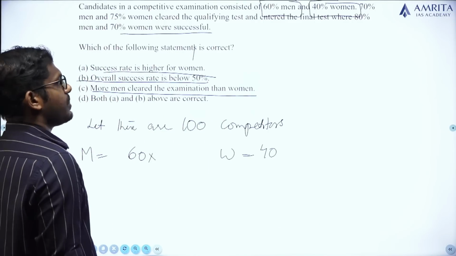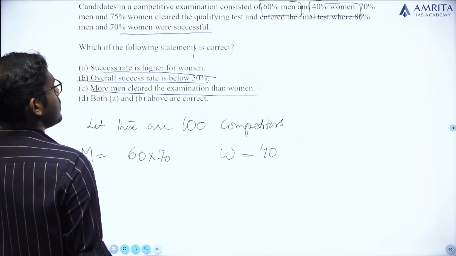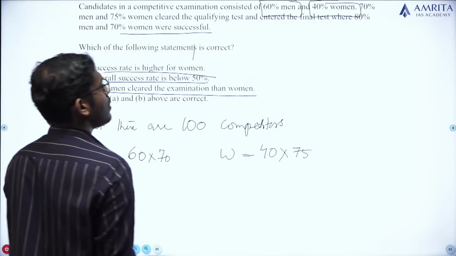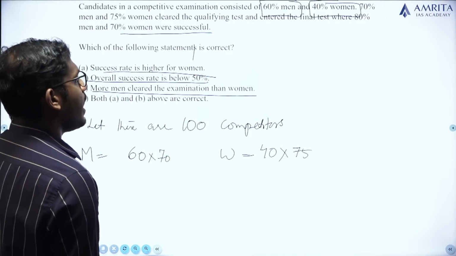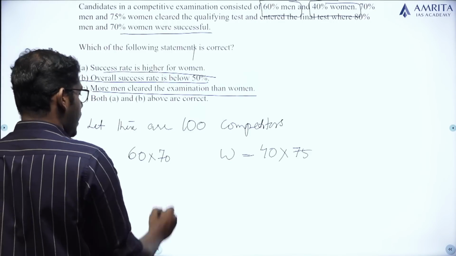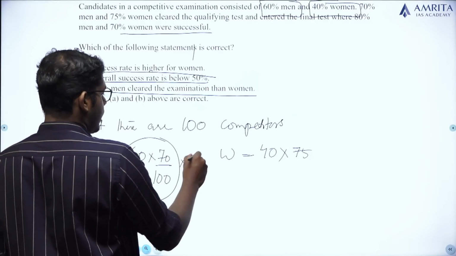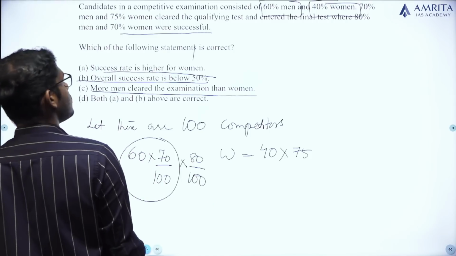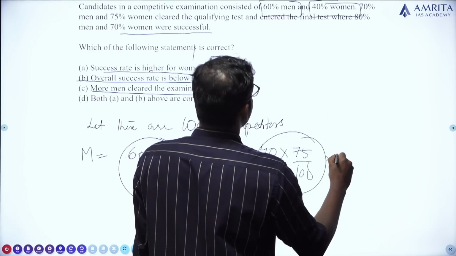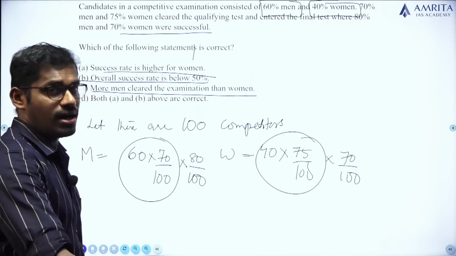Of the 60, 70% of men cleared the qualifying test and 75% of women cleared the qualifying test and entered the final test, where 80% of men, out of this number, 80% were successful. Out of this, 70% of these competitors were successful.